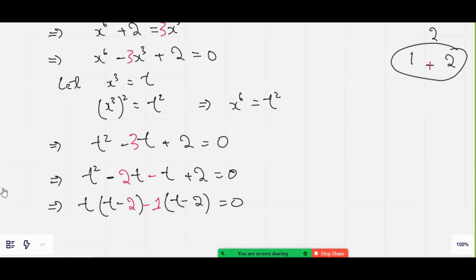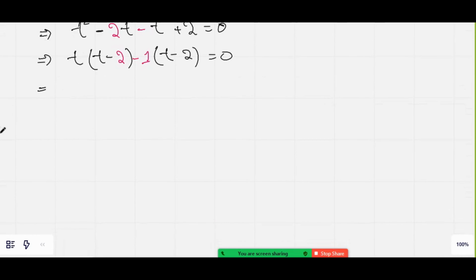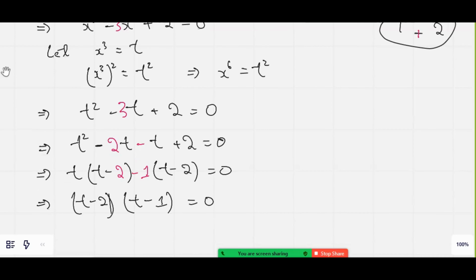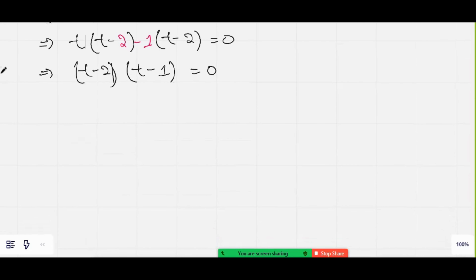Equals to 0. Now minus 2 is going to be considered your first factor, and this is going to be your second factor, t minus 1 equals to 0. There you go. And now what to do next? The next thing that we need to do is to restore what was our t here. T was equal to x cubed. So we just write x cubed minus 2, and this is x cubed minus 1 equals to 0.